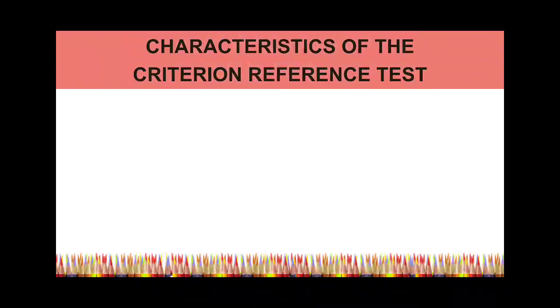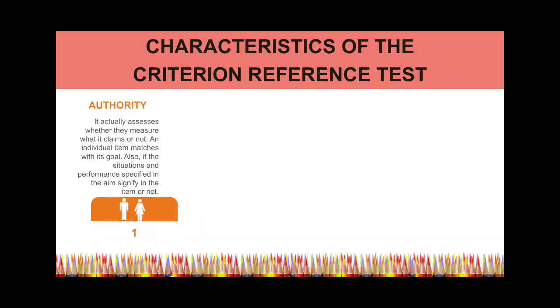Characteristics of the Criterion Reference Test. Number 1, authority. It assesses whether they measure what it claims or not. An individual item matches with its goal. Also, whether the situations and performance specified in the aim signify in the item or not.